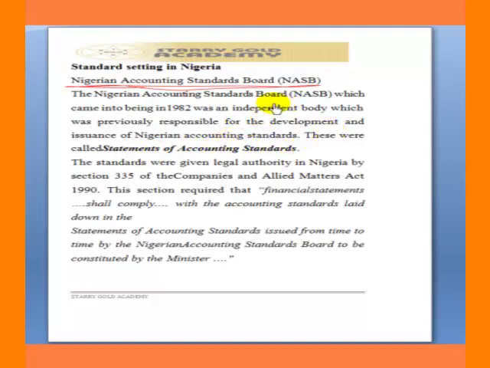But now that NASB has been scrapped, the FRCN that we have now doesn't set accounting standard, but they only do the monitoring and controlling of entities in the adoption of International Financial Reporting Standards. So all these we are going to discuss in brief when we are discussing the roadmap and the composition of FRCN. So I'm going to discuss them in brief.